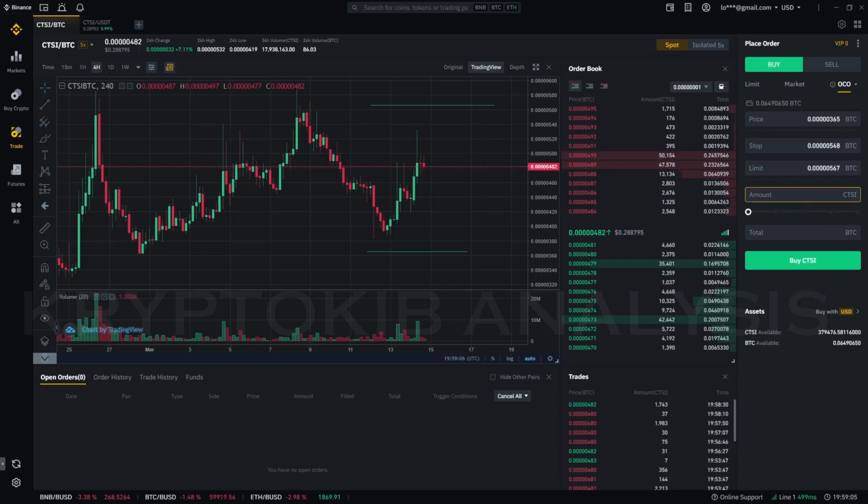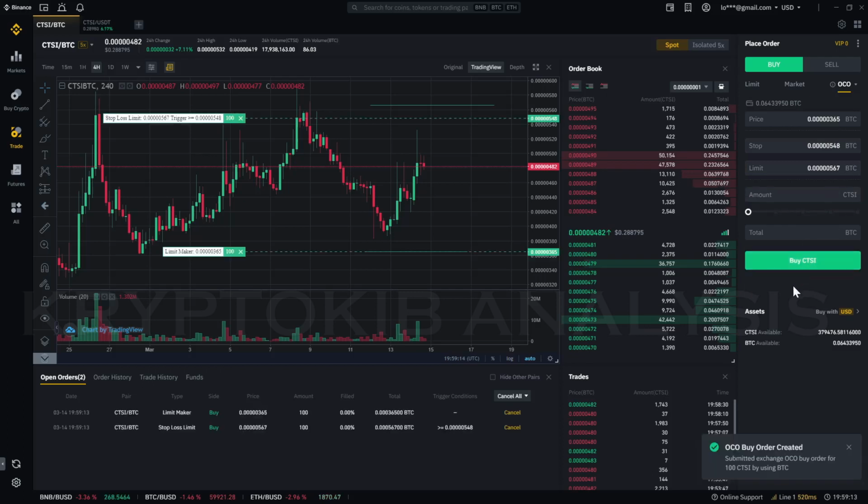Then the amount of CTSI I want to sell at that particular point, let me say 10, or let me say 100. Oh, it's not actually buy. It should be sell. I forgot. But then, as you can see, the order has been placed. So here, my stop has been placed. Here, my take profit has been placed.